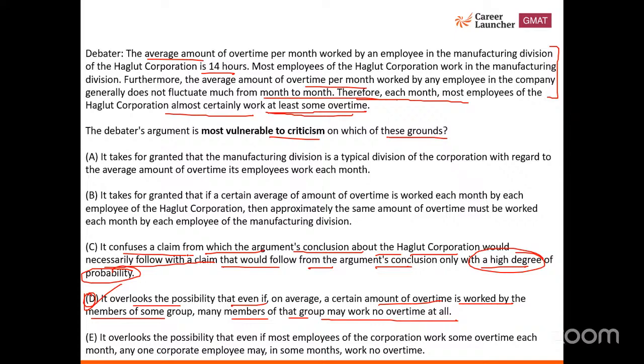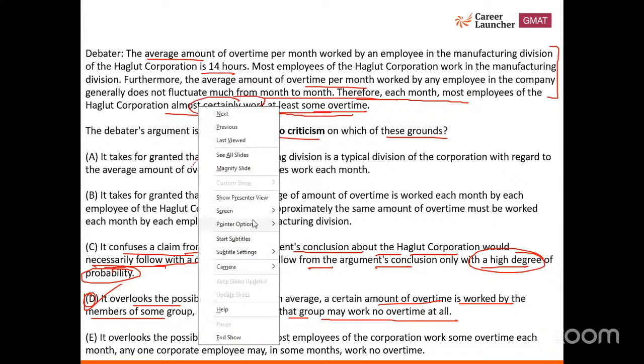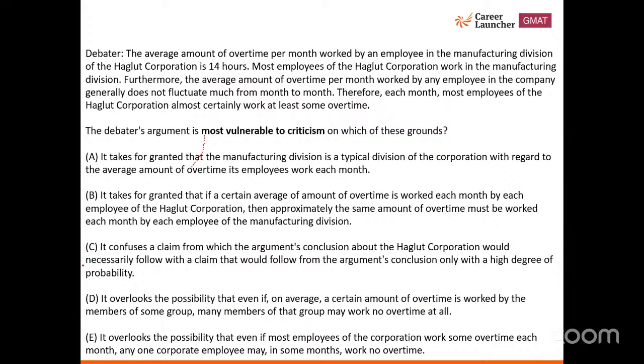It confuses a claim, first of all. Which claim are we confusing it with? Right? That would necessarily follow. The argument itself says certainly, right? So that is a very categorical conclusion, any which way it is given to you, right? You're getting my point, guys.